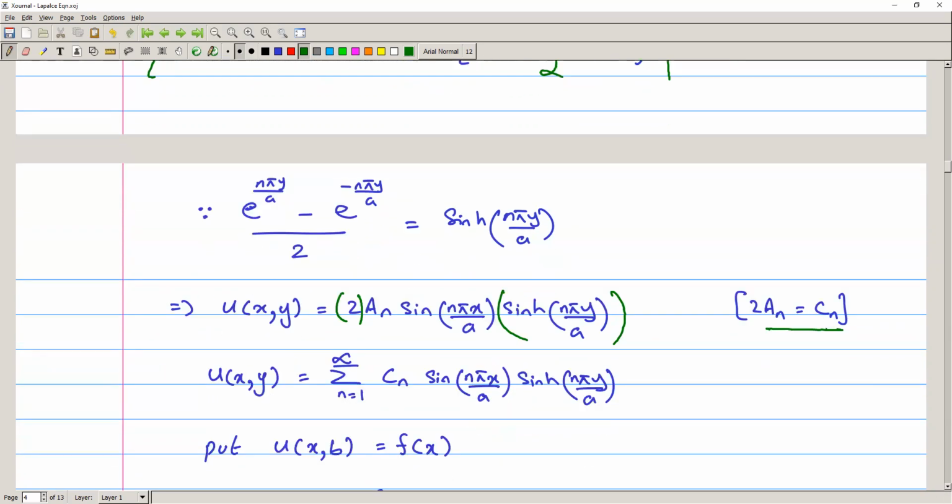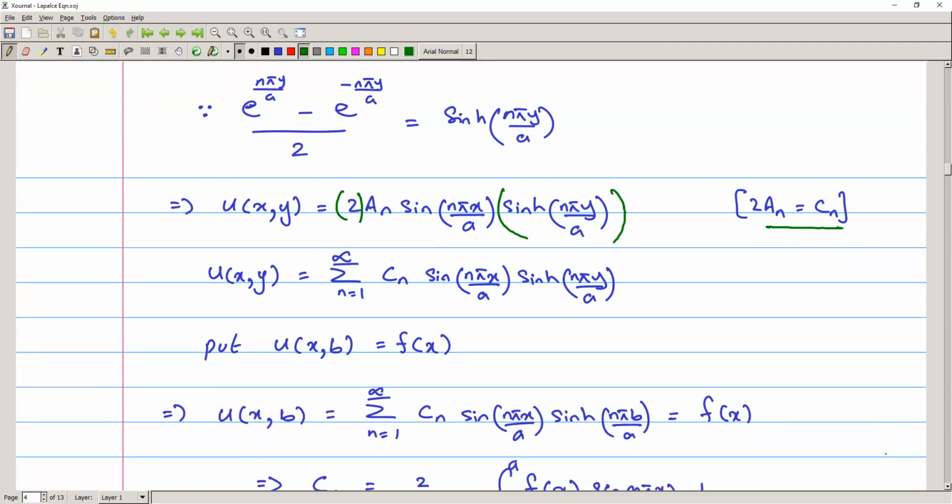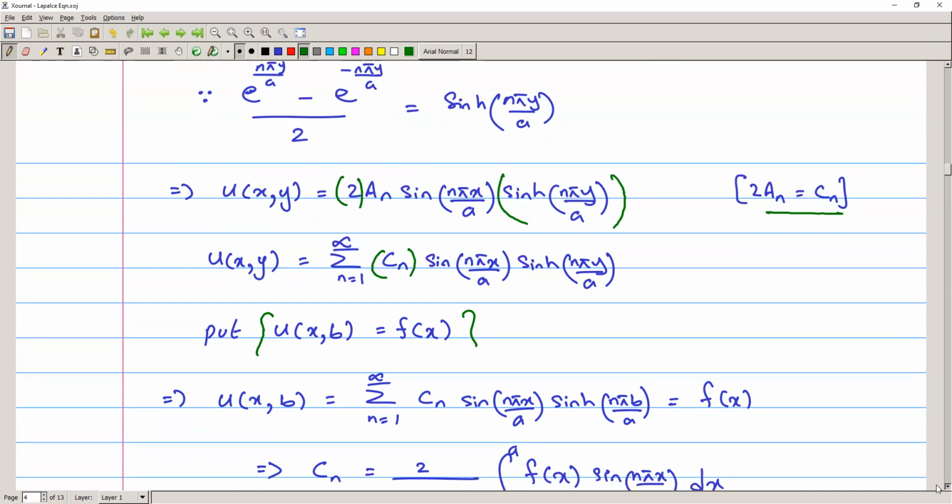Now for 2an, we can plug in cn, right? So it will be the summation of cn sine n pi x over a times sine hyperbolic n pi y over a. Now we'll use this condition u of x comma b equals f of x to find this cn, by using the Fourier series.